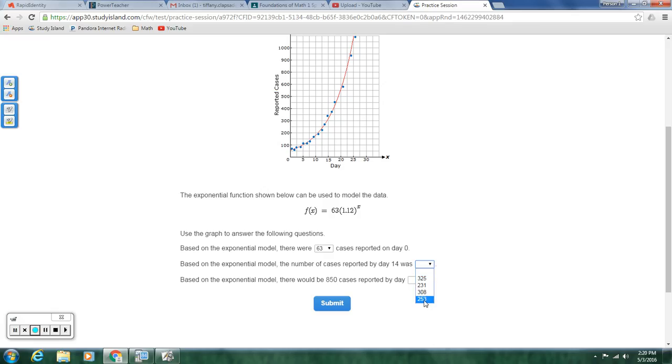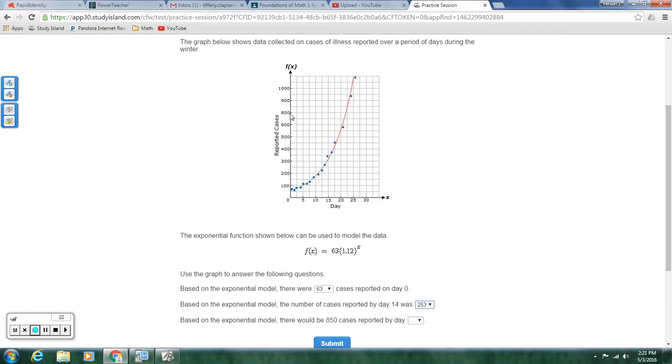253? Okay, 253. There would be 800, now this is a trick, there'd be 850 cases, you see 850 anywhere on there? We're looking on the wrong side there, right? We need to be looking over here. 850 cases reported by day, so 850 is right here. So between 20 and 25.